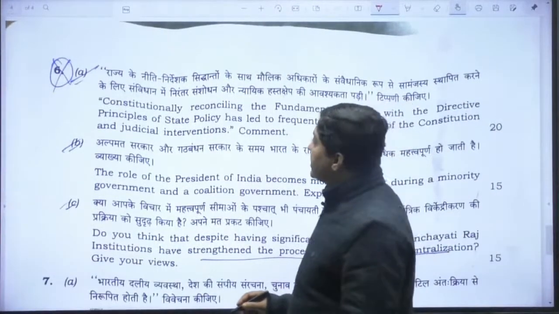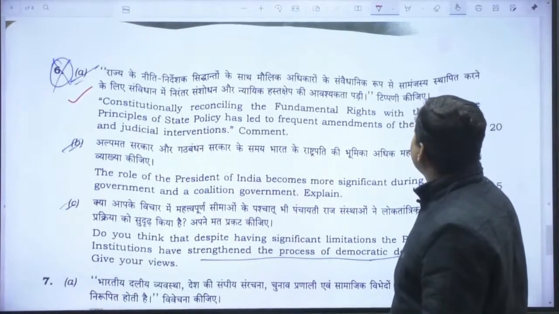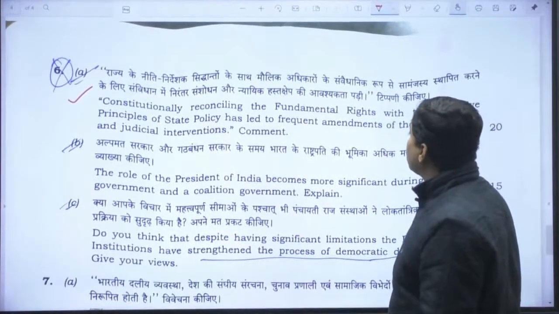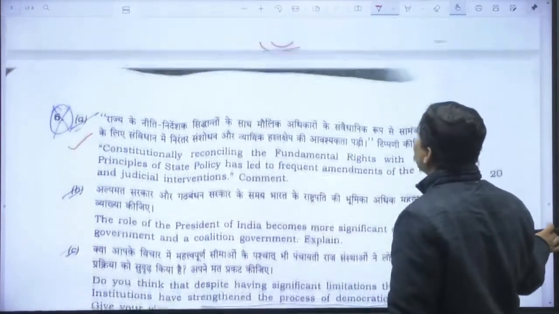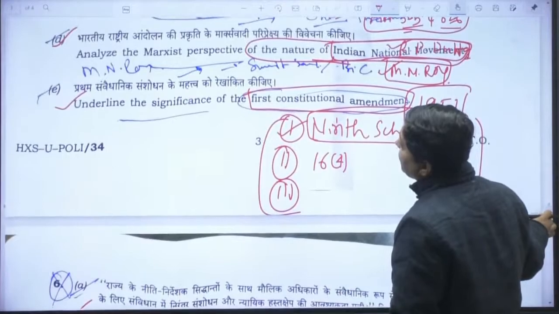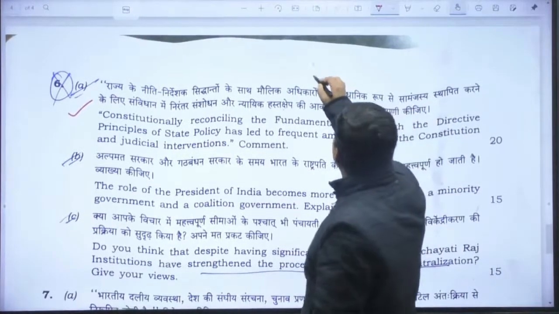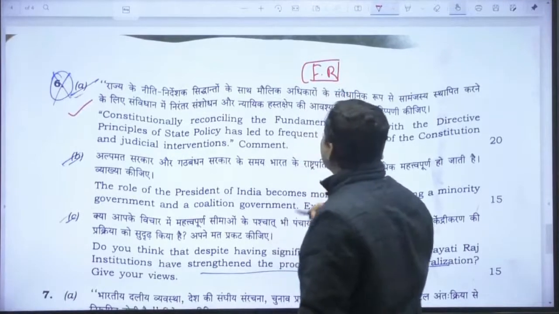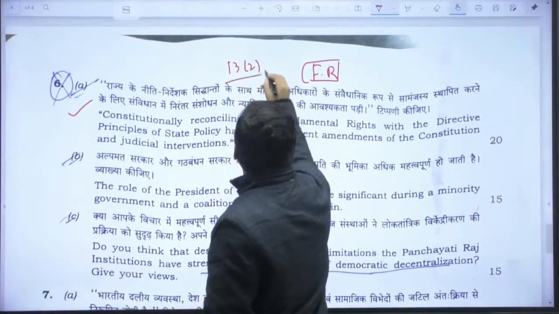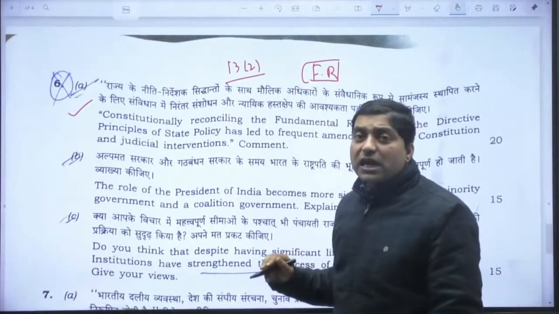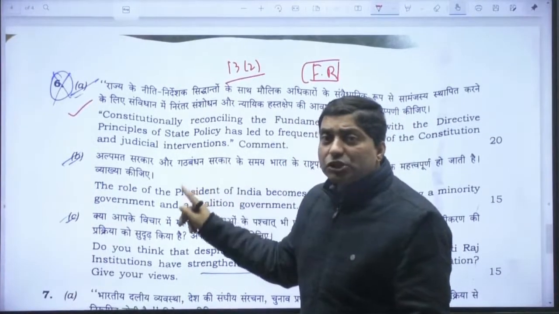Now come to question number 6A. It goes like this: constitutionally reconciling the fundamental rights with the directive principles of state policy has led to frequent amendments of the constitution and judicial intervention. Now, if you look at the question, 5E and 6A are very much related, right? Now, the fundamental right is protected and judicially enforceable, and Article 13 Clause 2 says that any law inconsistent with the fundamental right shall be declared null and void, right? And this is the provision through which the Supreme Court tries to intervene.